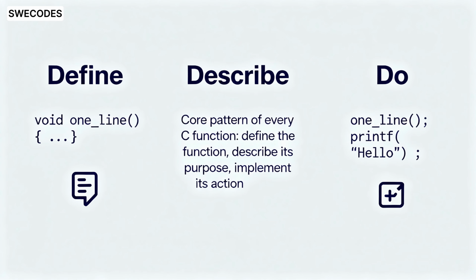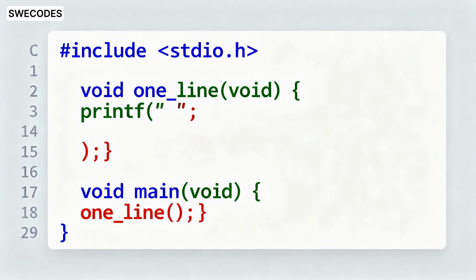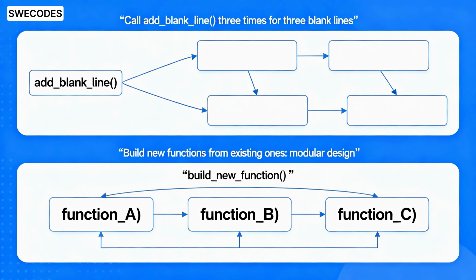Now that we've written it, we can call one_line anywhere in our program, just like printf. Example: #include <stdio.h>, void one_line(void) { printf("\n"); }, void main(void) { one_line(); }. That single call inserts a blank line in your output. And here's the beauty. If we want 3 blank lines, we don't rewrite the code. We just call the function 3 times.